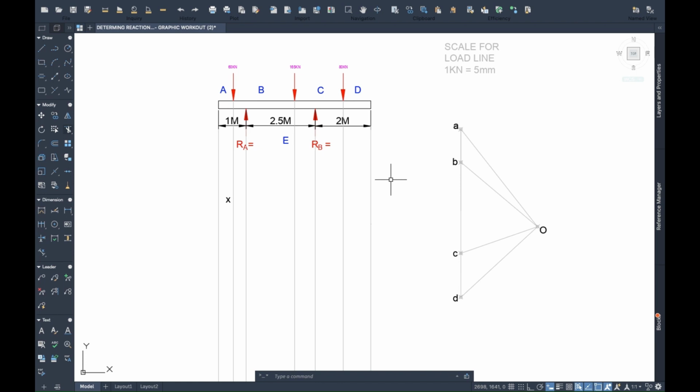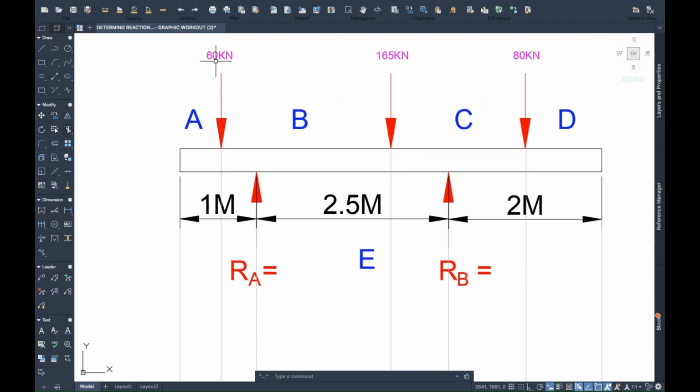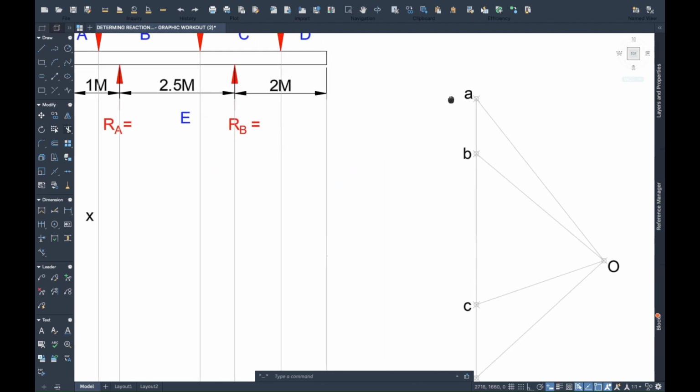All right. Now, of course, we have already converted our UDLs to point load, and this now would be our equivalent free body diagram. Over here, we have our load line, and it is already scaled, right? So I'm using 1 kilonewton, 5 millimeters to represent 1 kilonewton. If we have 60 here, then 60 divided by 5 would be 12. So the distance right here is 12.